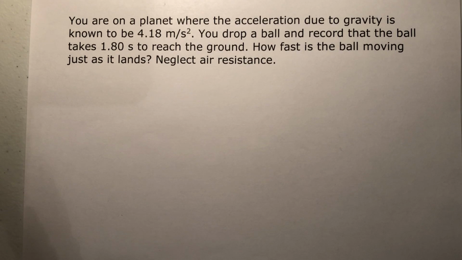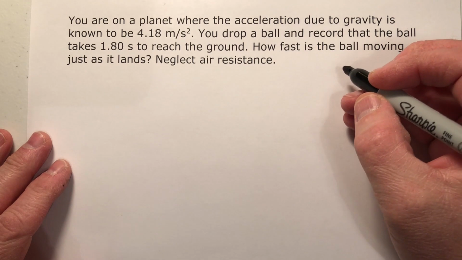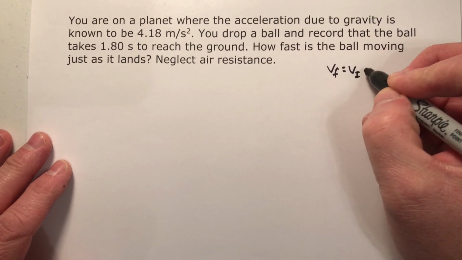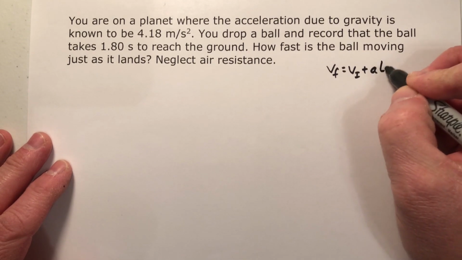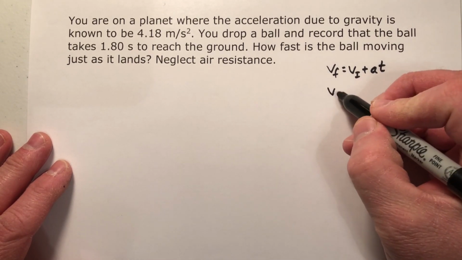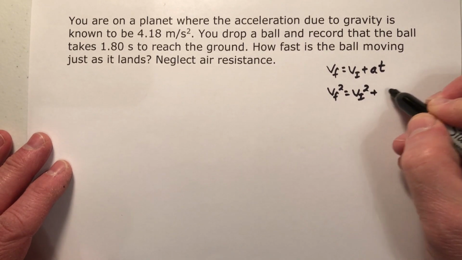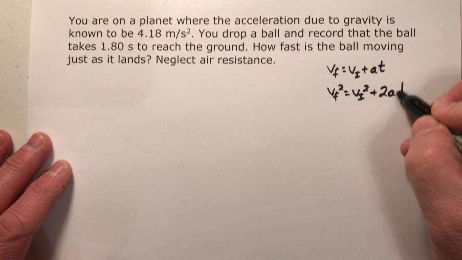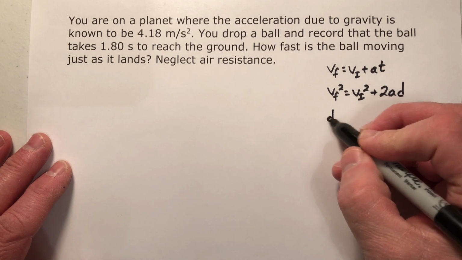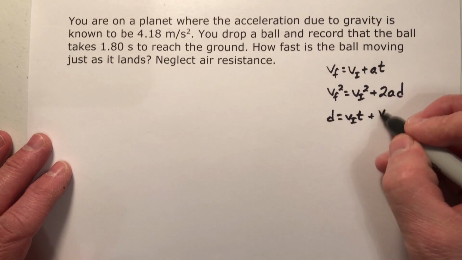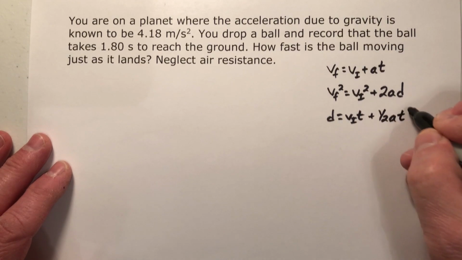This is a practice problem on free fall. We always start by writing our three equations for kinematics. Final velocity equals initial velocity plus acceleration times time. Final velocity squared equals initial velocity squared plus 2 times acceleration times displacement. Displacement equals initial velocity times time plus 1/2 acceleration times time squared.